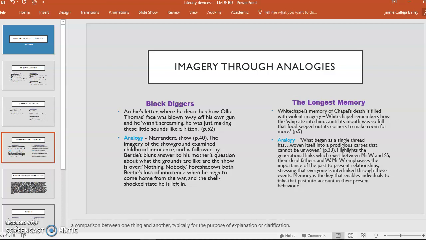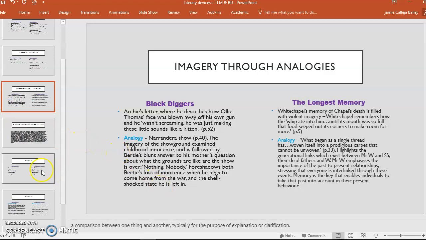But then we also see in The Longest Memory, Whitechapel's memory of Chapel's death is filled with violent imagery. So the whip ate into him. It's also the personification of the whip too, if you want to go even further from imagery, until its mouth was so full that food seeped out of its corners to make room for more. And another analogy that we have is, what began as a single thread has woven itself into a prodigious carpet that cannot be unwoven. This video is about to end, so I'm going to create one more, finishing off the rest of these slides, so stay with me.